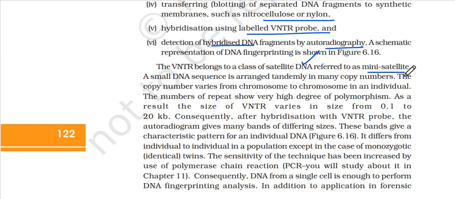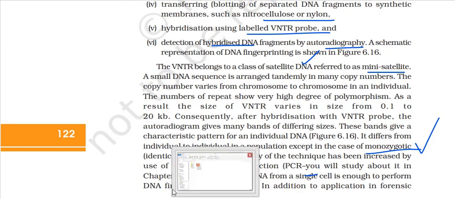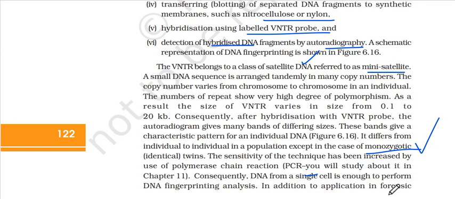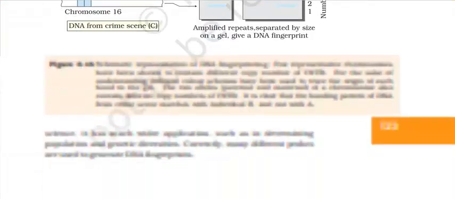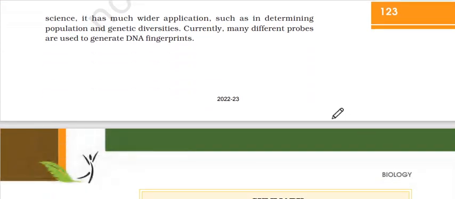It differs from individual to individual in a population except in the case of monozygotic or identical twins. सिर्फ जो monozygotic identical twins होते हैं, उनमें DNA fingerprinting will be the same. The sensitivity of the technique has been increased by the use of polymerase chain reaction, PCR. Consequently, DNA from a single cell is enough to perform DNA fingerprinting analysis. In addition to application in forensic science, it has much wider applications such as in determining population and genetic diversities. Currently, many different probes are used to generate DNA fingerprints.